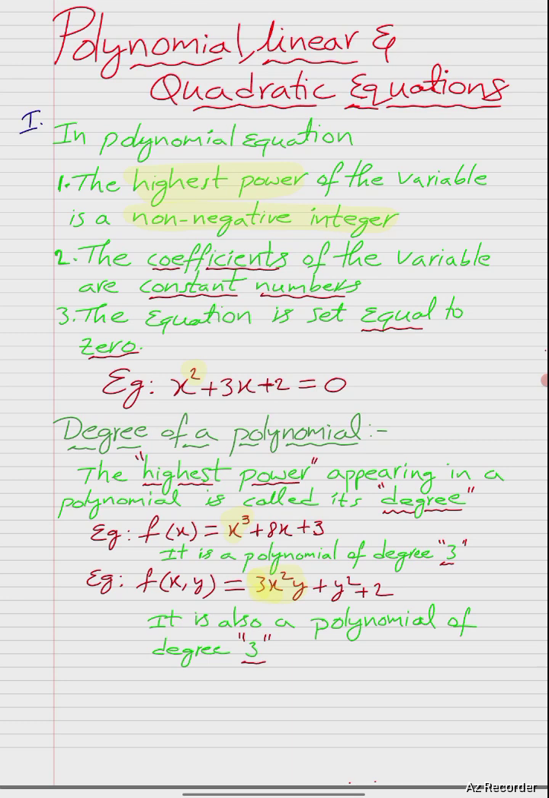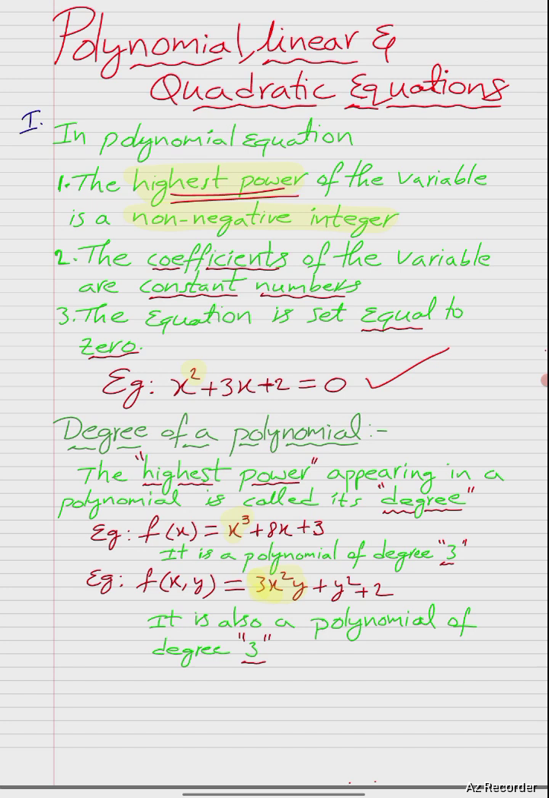So, what is a polynomial equation? The first condition to say it's a polynomial is that the highest power of the variable is a non-negative integer. So, here I have provided one example. In this, you can check that the highest power is a non-negative integer. Okay, so the first condition is satisfied. So, we can say this is a polynomial.